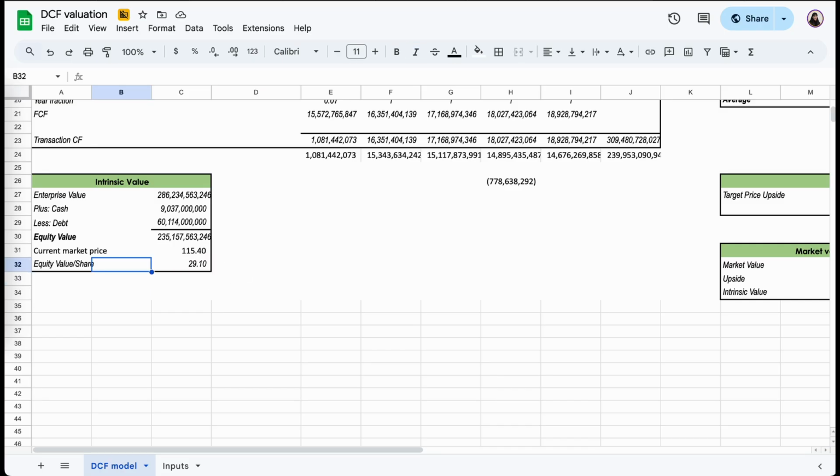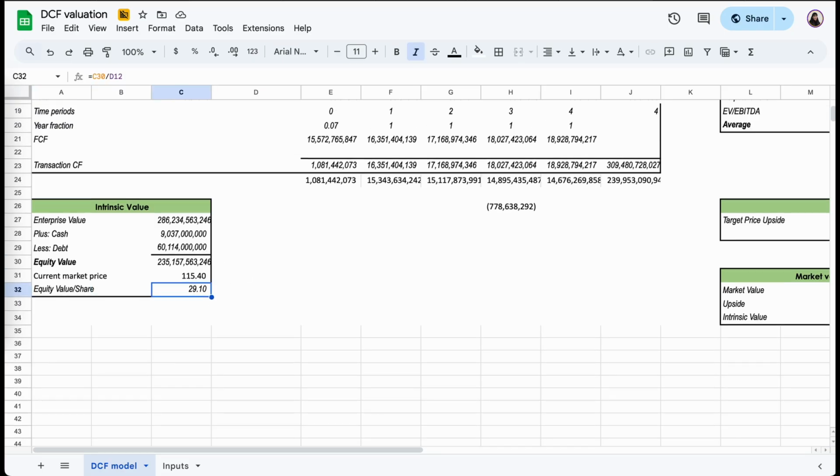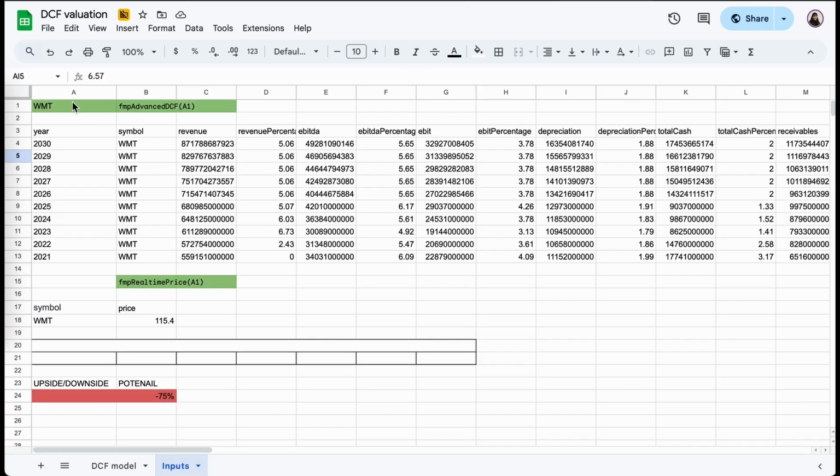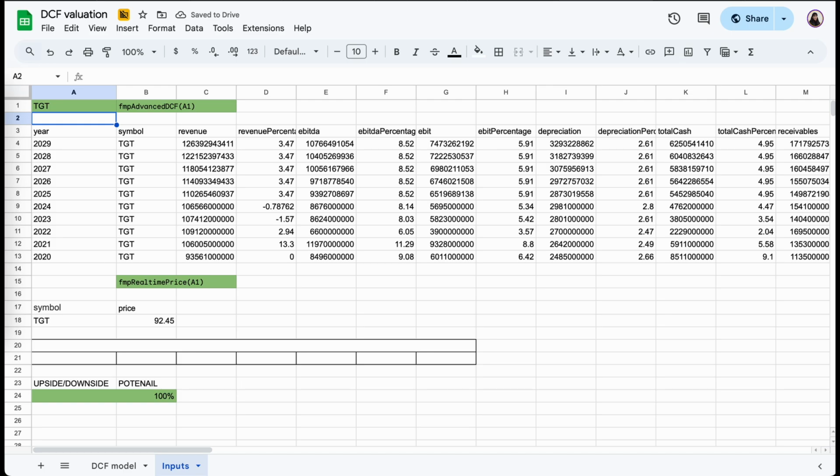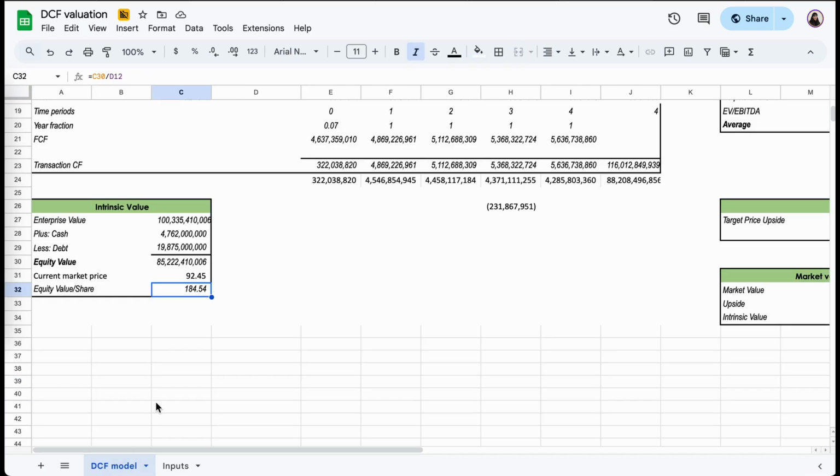And based on the DCF model, Walmart has a 29.10 target price, which is heavily overvalued. Now we can do the same thing with Target, TGT, and see the stock growth potential and price target. As you can see, these numbers are extracted. It implies 100% growth potential with the price target of 184.